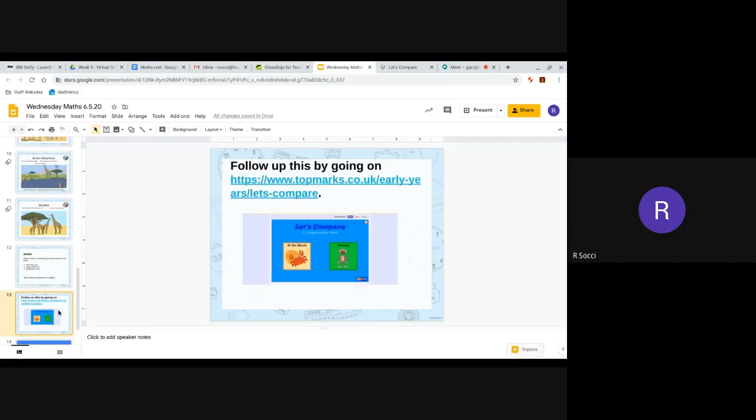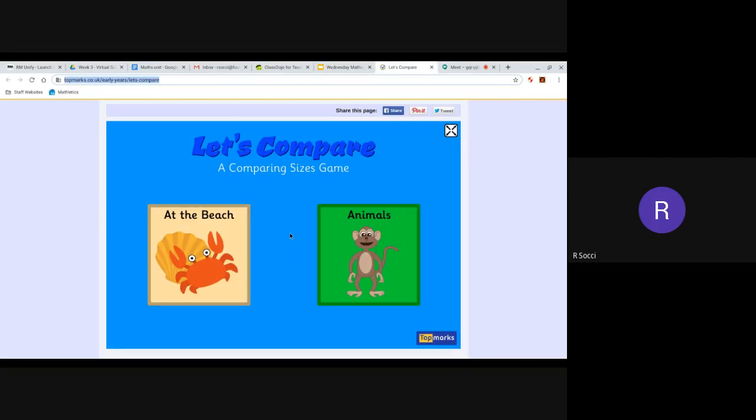And then when you've done that, you can have a bit of a game. So if you click on this link, it will take you to a game, and it's asking you to compare sizes. So it might ask you to click on the picture that is the tallest, the biggest, the smallest, the shortest. And I just want you to have a go at that.